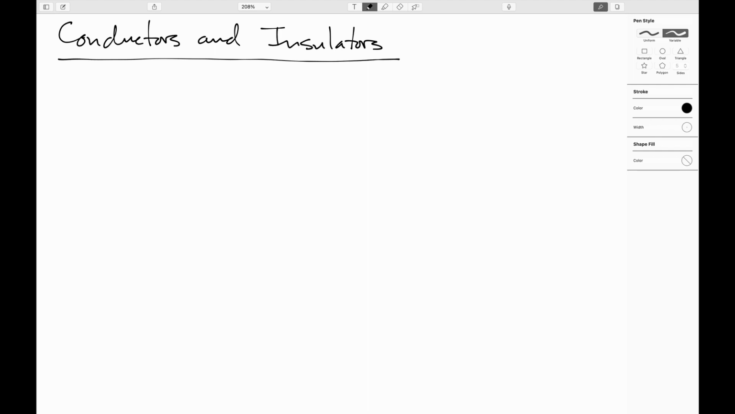Semiconductors, which are the basis of transistors and thus the computers that you're using to watch this very video, in fact, turn out to require an awful lot of modern physics, and so we will defer that to those kind of treatments. But most materials can be lumped into either conductor or insulator.